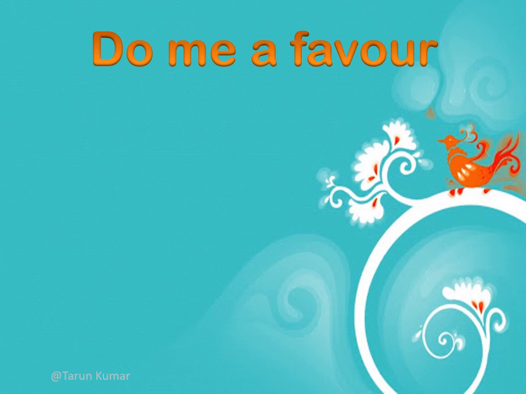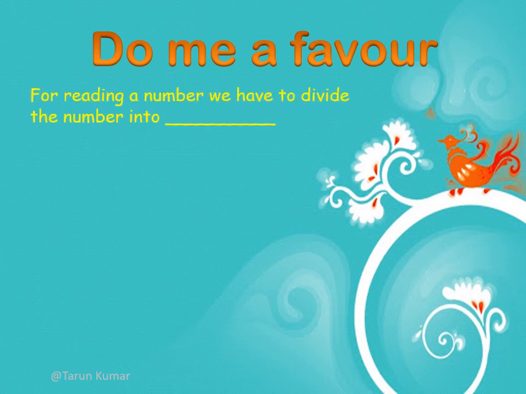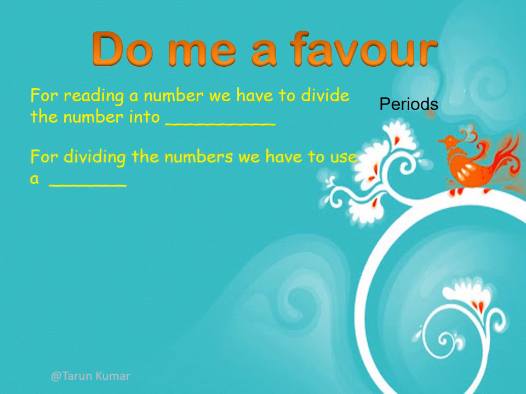Now my dear friends, I hope you have understood in a very well manner. Now please do me a favor by answering a few questions given below. My first question is, for reading a number, we have to divide the number into what? And the answer is periods. The second question, for dividing the numbers, we have to use a what, and the answer is comma.